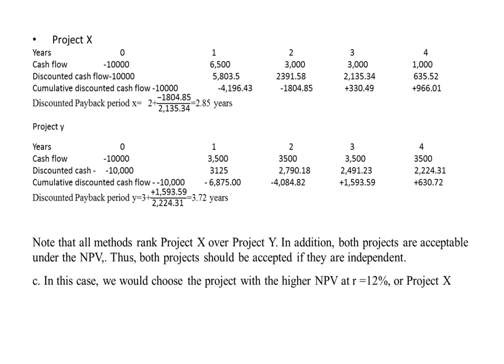And then I'm going to calculate the discounted payback period. In the same way, the last negative value is at year 2, which is this. The last negative value, which is negative 1,804, over the next positive value, which is 2,135.34, will give me 2.85 years.